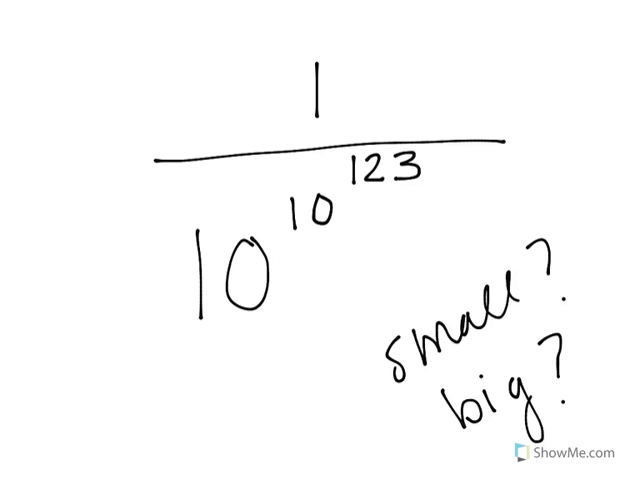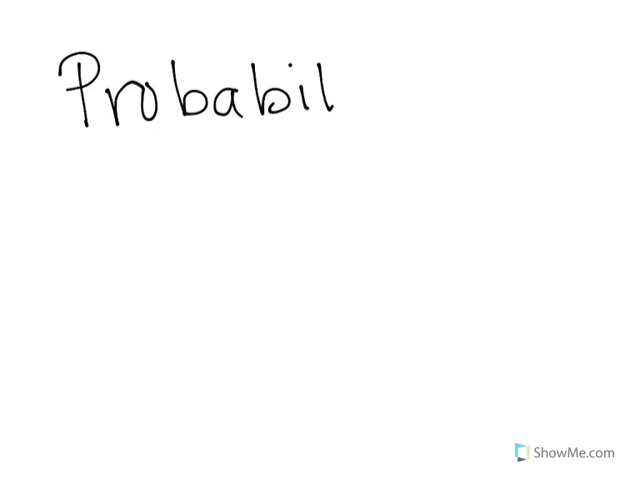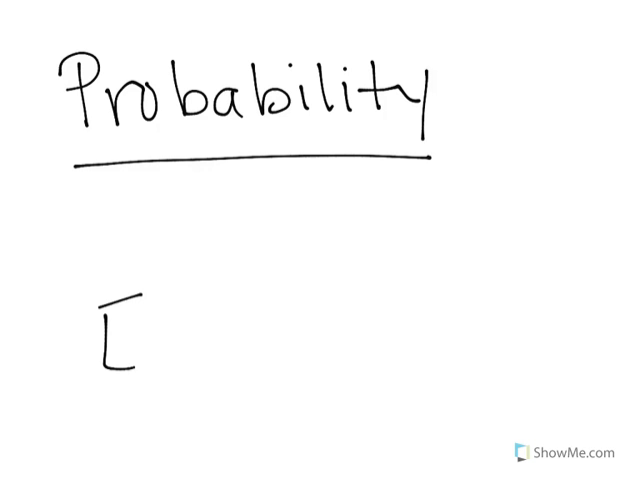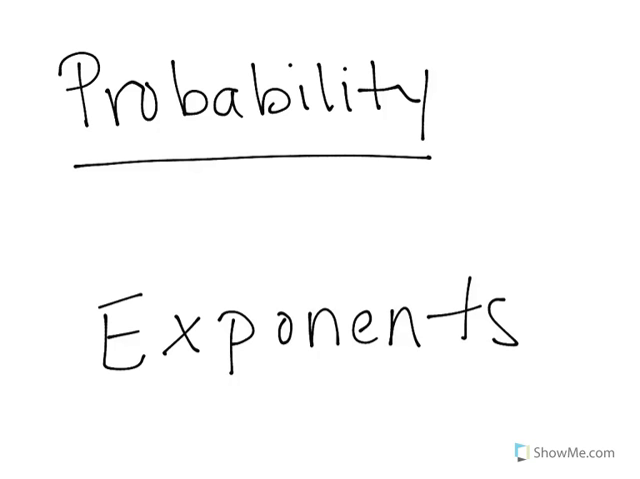So I'm going to try to explain this number to you. And to understand this number, you need to understand two basic math principles. You need to understand, first of all, probability, and you need to have a basic understanding of exponents. So first of all, we're going to look at basic probability.